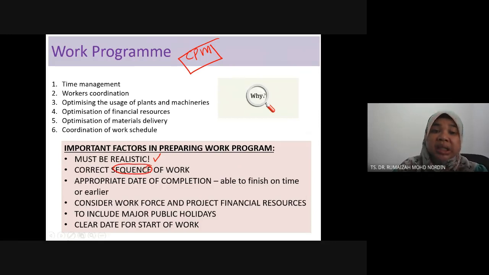Okay, bila kita cakap correct sequence, construction ni kita buat bottom up ke top down? Siapa boleh jawab? Bottom up ke top down?